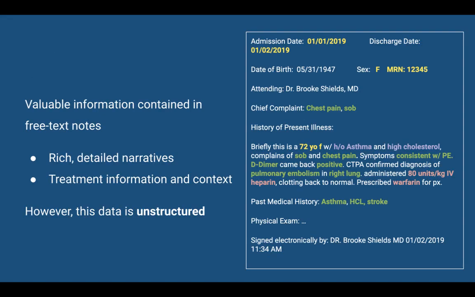So we saw this example in our earlier module on clinical data, and we saw that really valuable information can be contained in free text notes. So if you look at this, there's a lot of good info here. So we can see demographic data, the signs and symptoms, the diagnoses that a patient has, how they're being treated. But the challenge is that this data is unstructured. So while reading this means a lot to a human, it means inherently nothing to a computer.